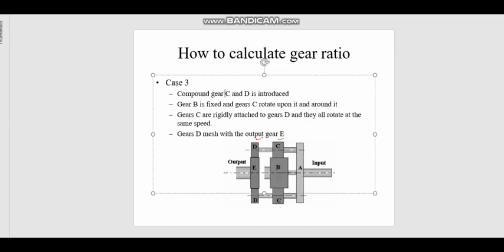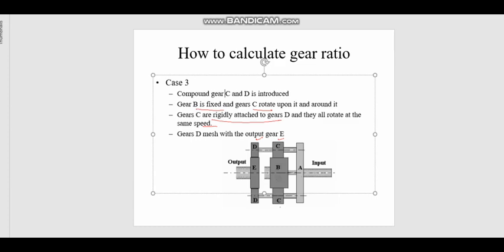Gear B is fixed, and gear C rotates upon it and around it. Gear C is rigidly attached to gear D, so C and D are connected with the same shaft. Whatever the speed of C is, the speed of D is the same.